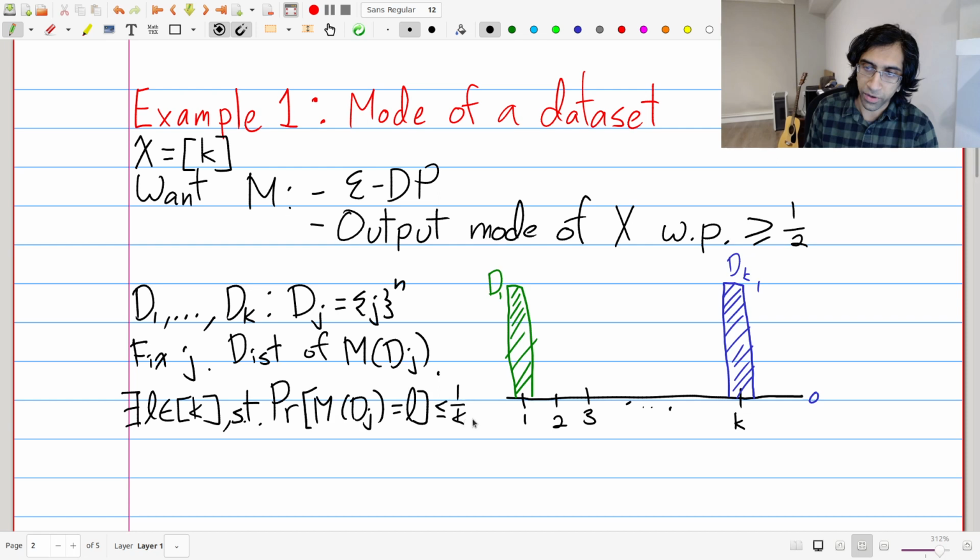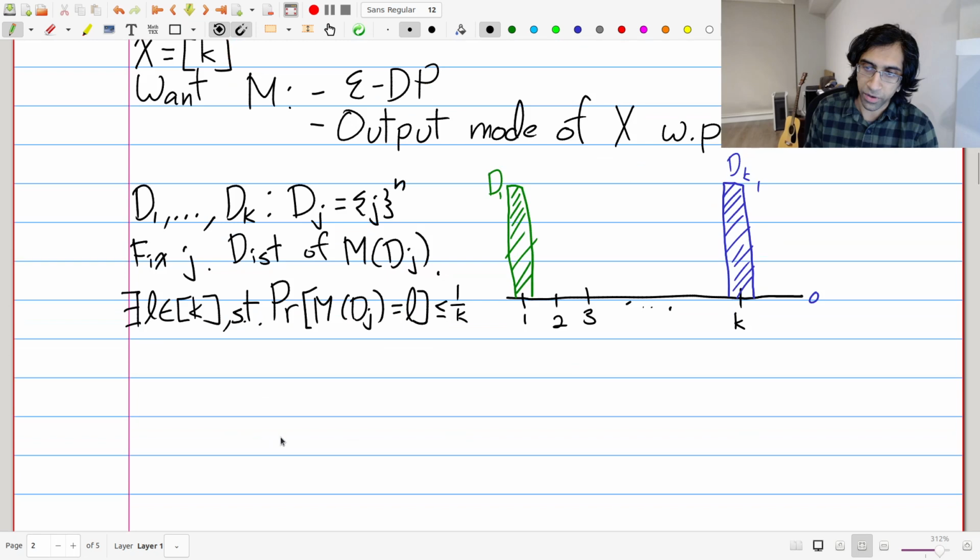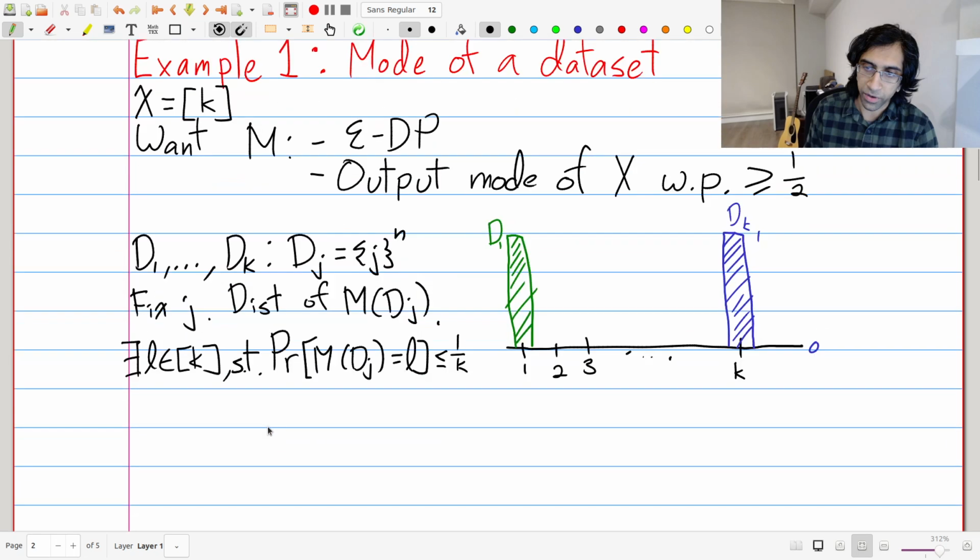k. So just remember back, this is the pigeonhole principle, essentially saying that, let's say there was no such symbol where the mass was less than or equal to 1 over k, then just summing it over all of the things, it would sum to something which is greater than 1. So there exists at least one symbol L such that the probability that M on Dj outputs L is less than or equal to 1 over k.